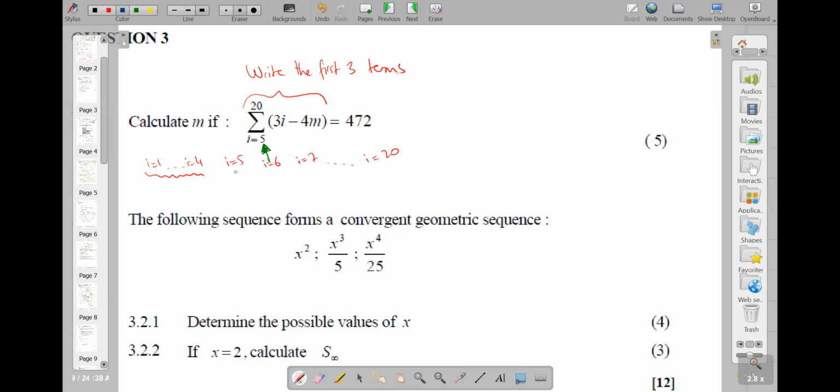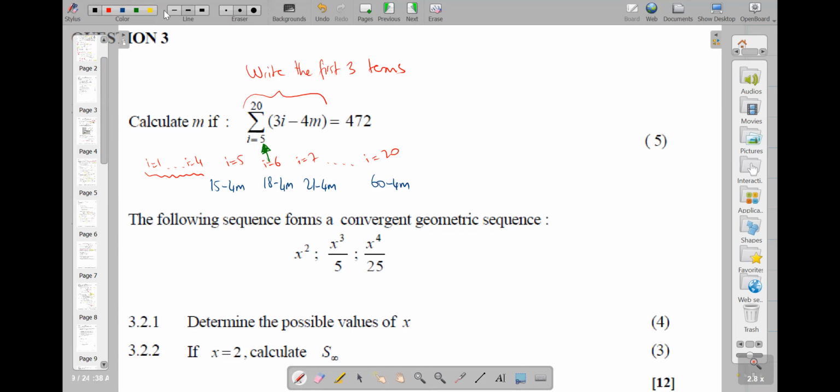So what is my first term when i is 5? 3 times 5, 15 minus 4m. So that's 15 minus 4m. And when i is 6, it is 18 minus 4m. And when i is 7, it is 21 minus 4m. And when i is 20, the last term is going to be, it will be what? 60 minus 4m. So these are the terms.